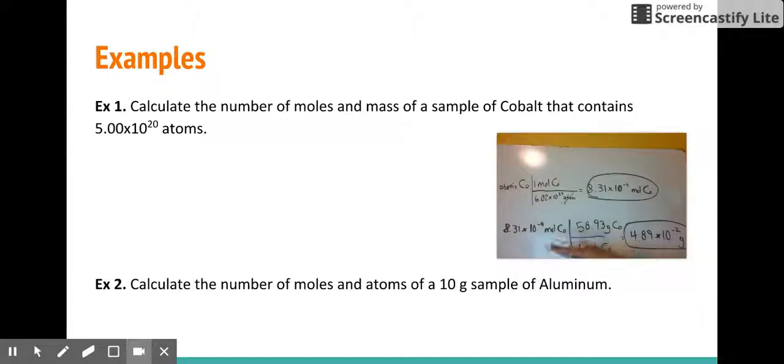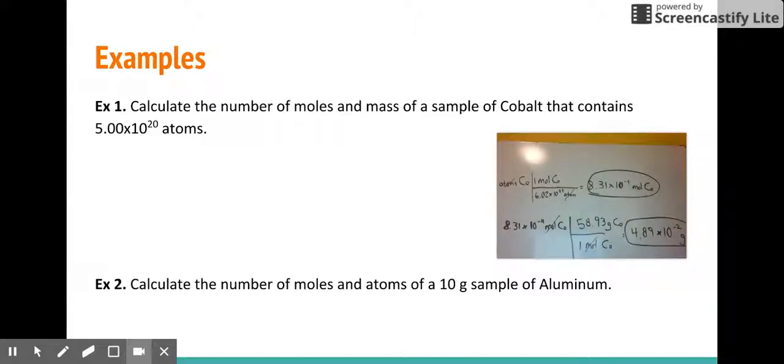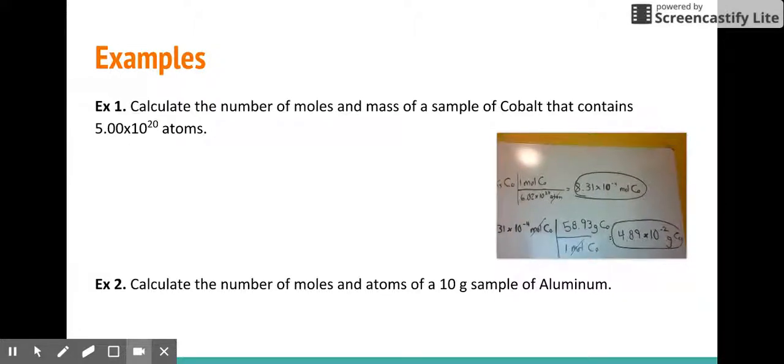Again, I want to make sure that I cross out my units. Since moles is here, I want moles to be on the bottom so that unit goes away, so I'm left with grams on top. Where I found this gram amount is I looked up cobalt on the periodic table. That's the molar mass we were talking about at the beginning. When I do my math there, I get 4.89 times 10 to the negative 2 grams of cobalt.